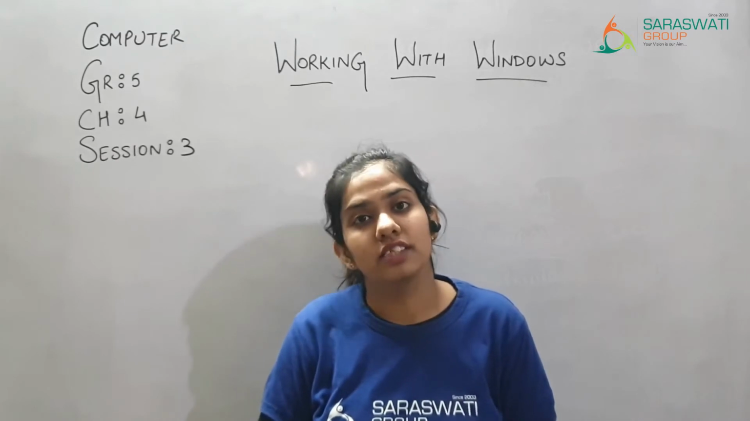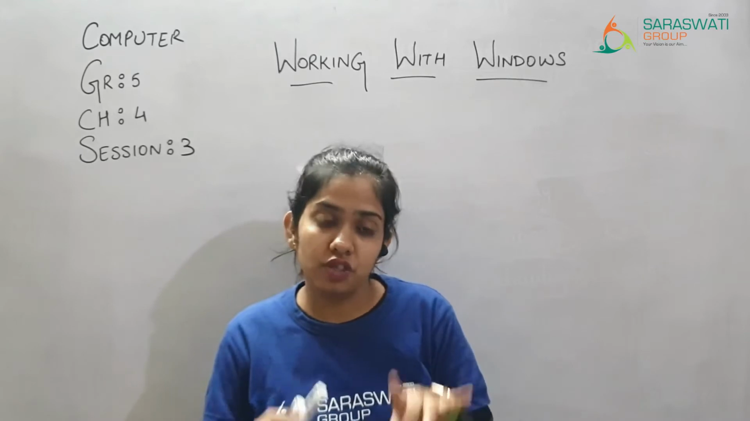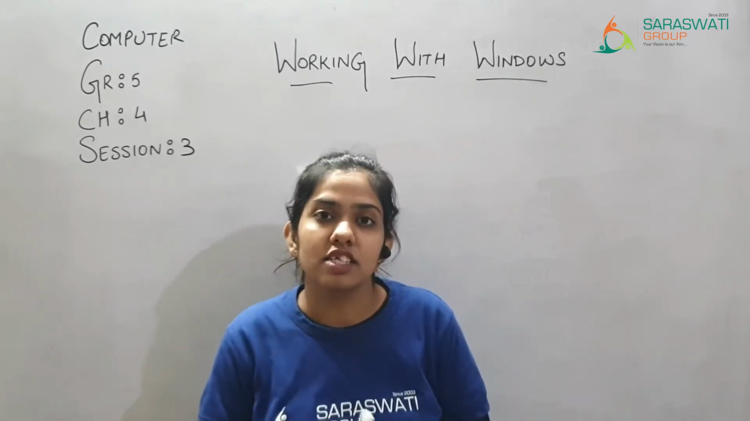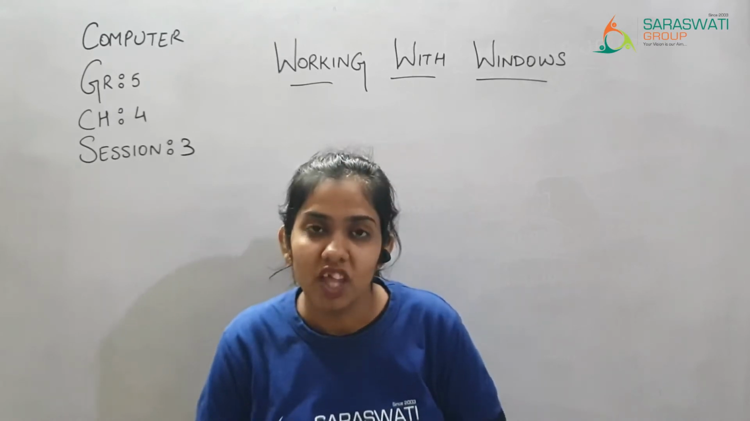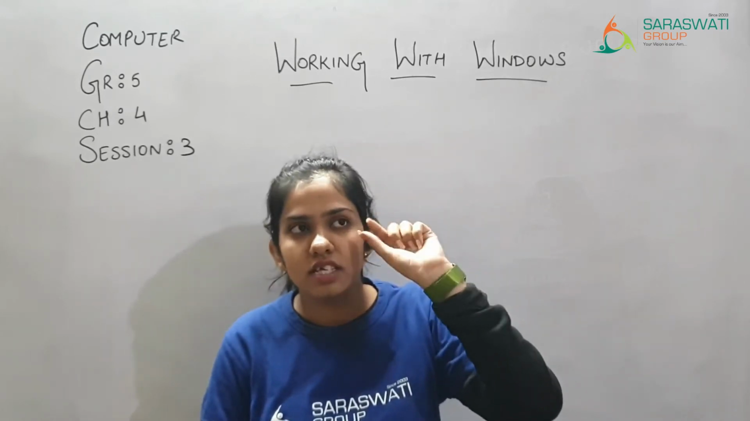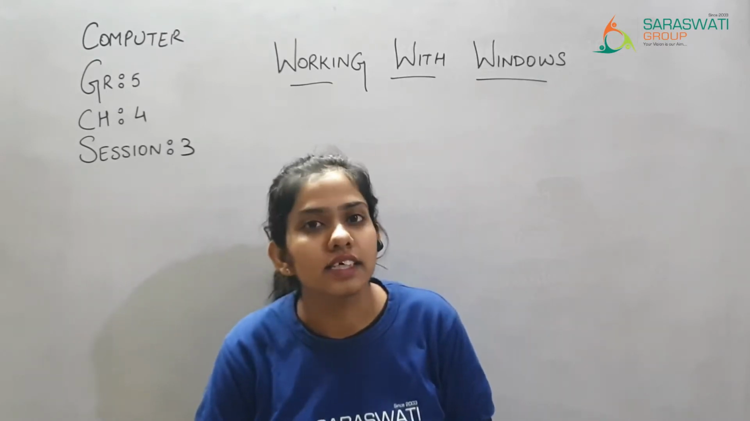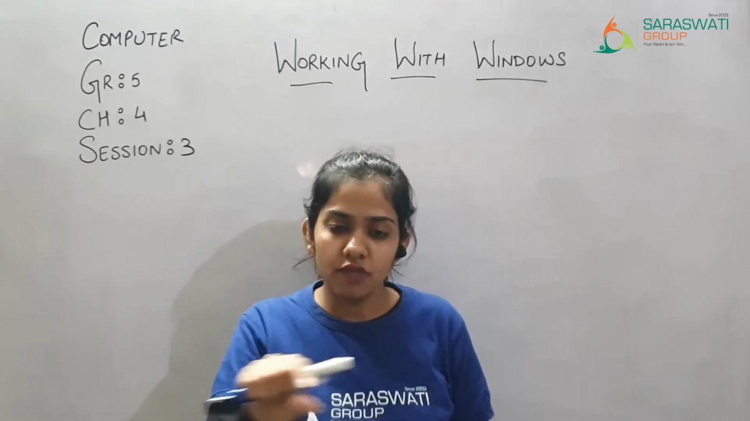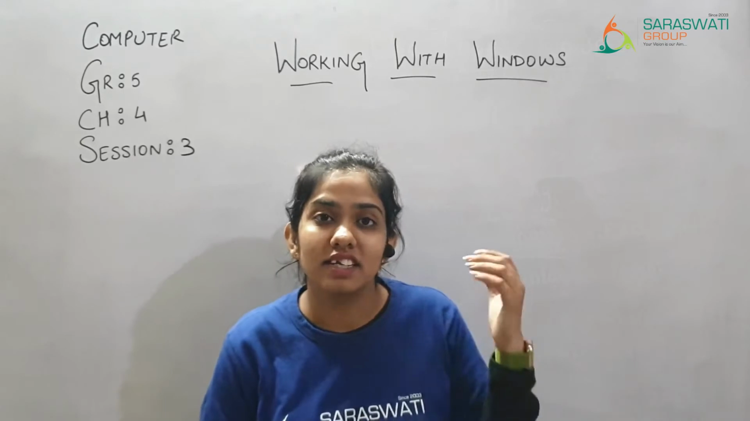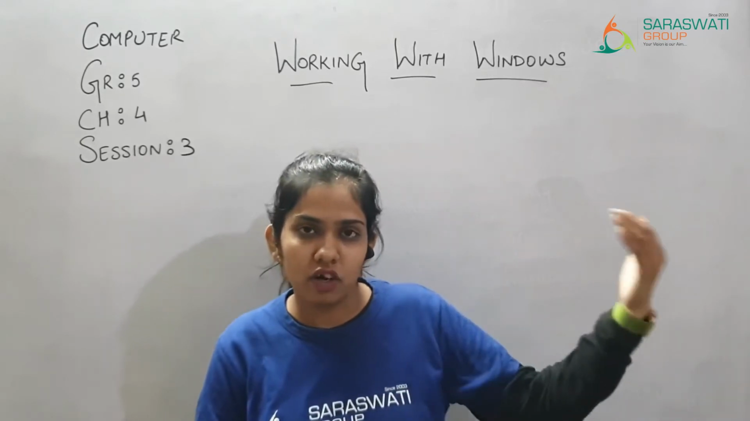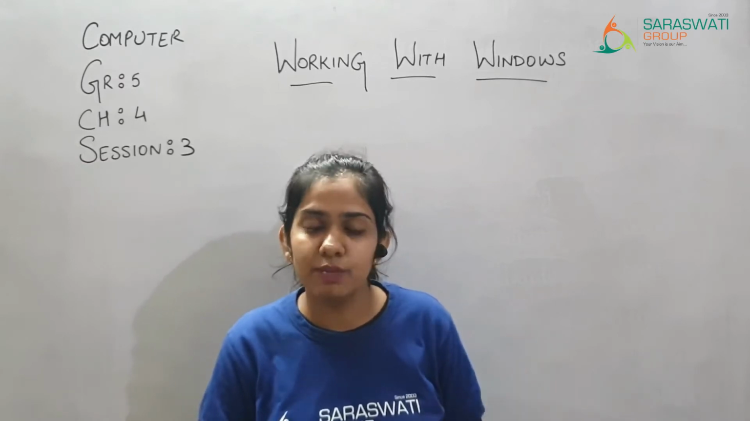We learned about the desktop. When you switch on the computer, the first screen which you see on the monitor is known as the desktop. Now on the screen you can see small pictures. These small pictures are known as icons. Then at the bottom there is a line, which is known as the taskbar. Now in the taskbar on the left hand side there is a button known as the start button.